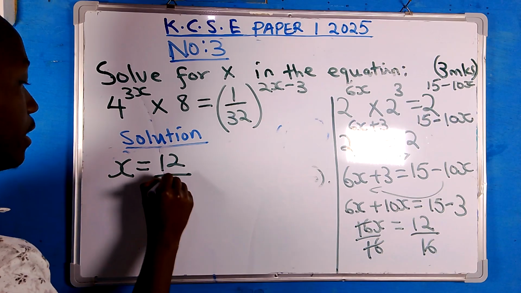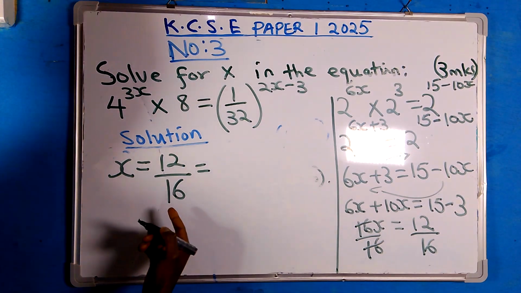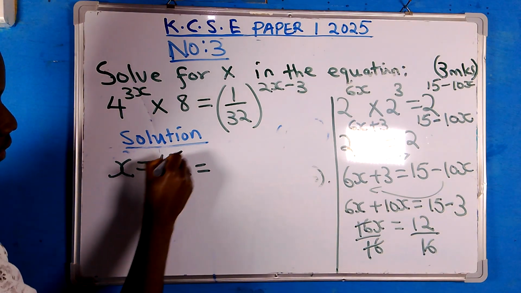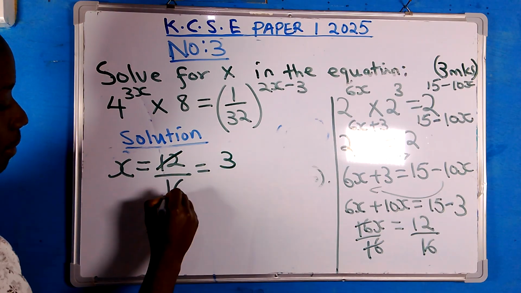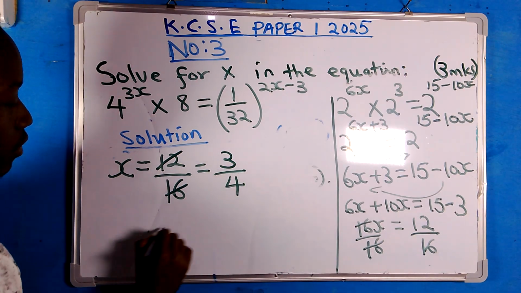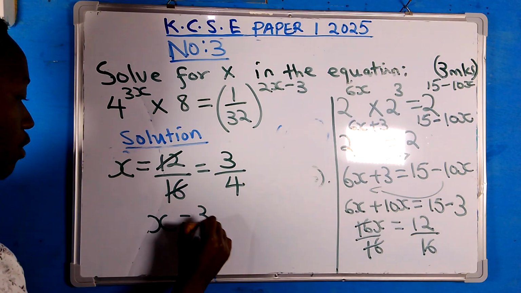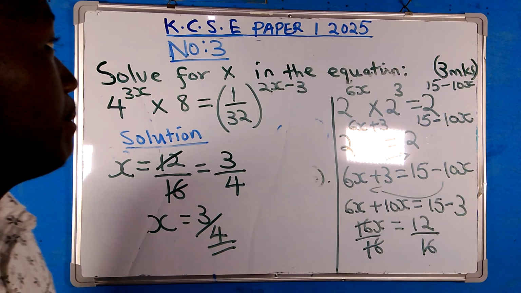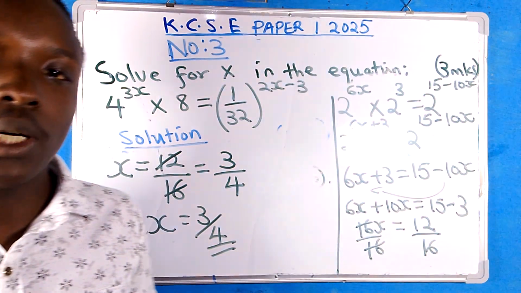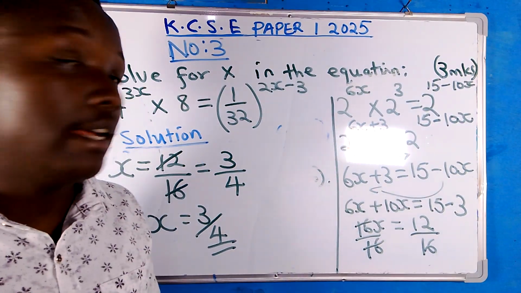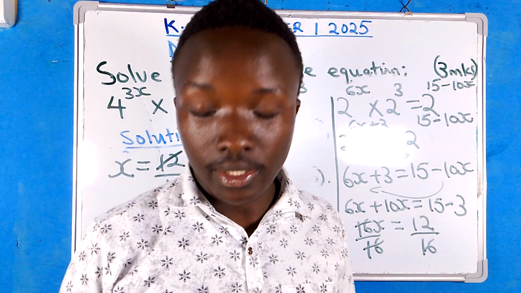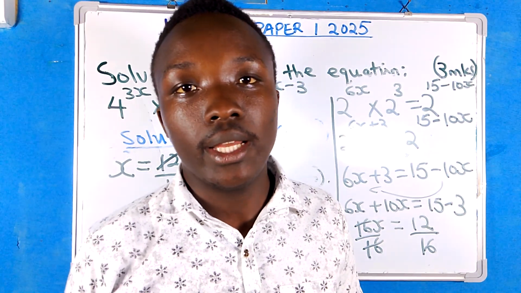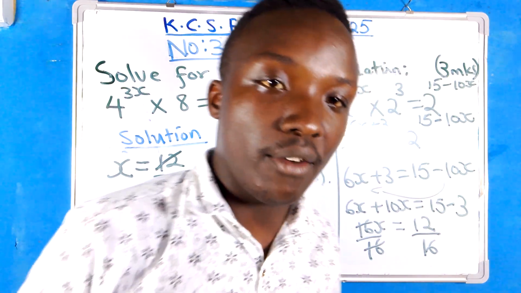12 over 16 can be simplified by 4: 3 over 4. So our x is equal to 3 over 4. So by doing that, you get your 3 marks, and that is how you are supposed to approach question number 3. We will proceed with the rest. Let's now get to question number 4.